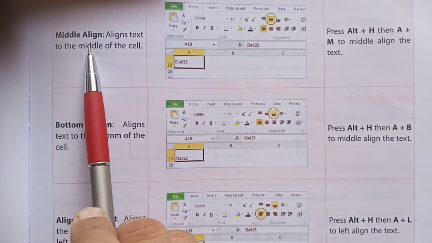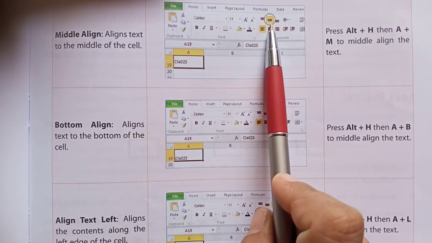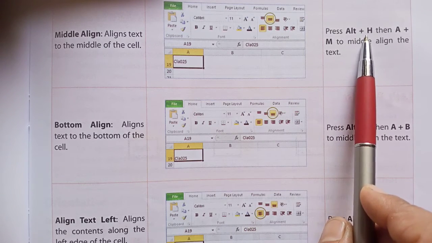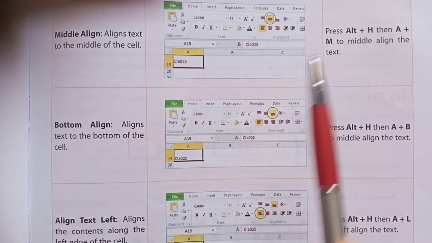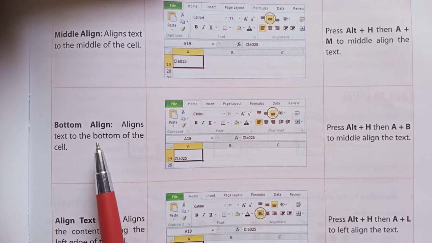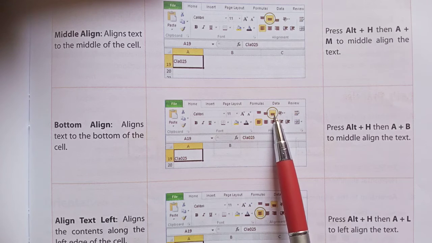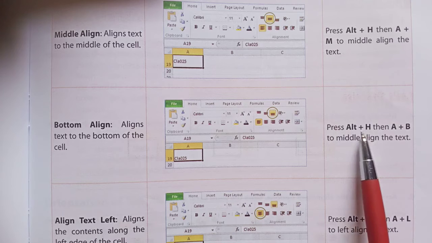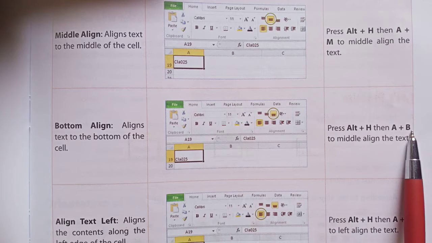Middle alignment. For middle alignment, again the same thing is to be done. Select the text, go and click on the middle alignment, and the text will come to the center of the cell. For the shortcut from the keyboard, Alt plus H and then A plus M is to be used. Next we move ahead with the bottom alignment. In the bottom alignment, again choose the text and then go to the alignment option in the Home tab and click on the bottom alignment. The text will move to the bottom of the cell. For the keyboard shortcut, we have Alt plus H and then A plus B to be pressed, and the alignment will be done.